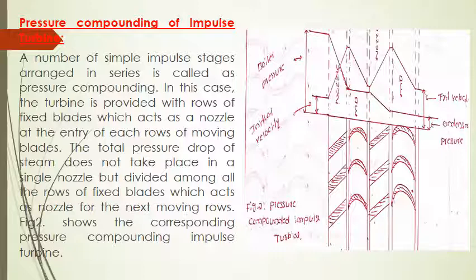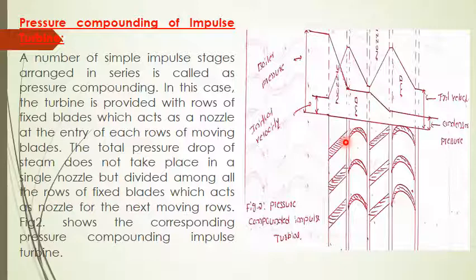In the diagram you can observe the rows of fixed blades, which act as a nozzle at the entry of each row of moving blades. These are the fixed blades or nozzles, which will be arranged at the exit of every set of moving blades. Here the total pressure drop of steam does not take place in a single nozzle, but is divided among all the rows of fixed blades, which act as a nozzle for the next moving rows.